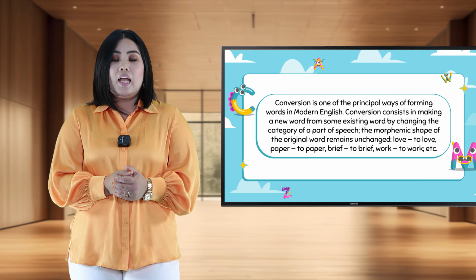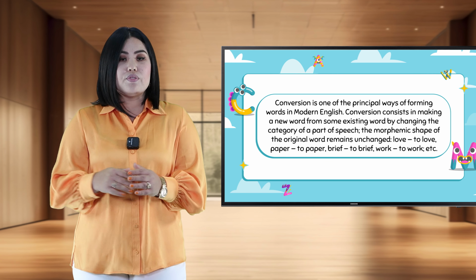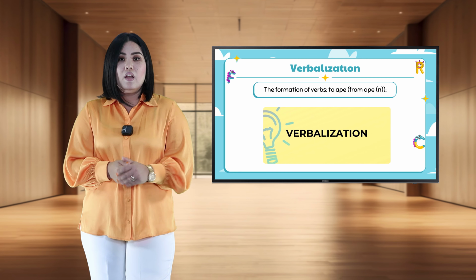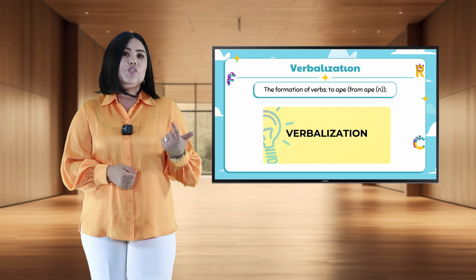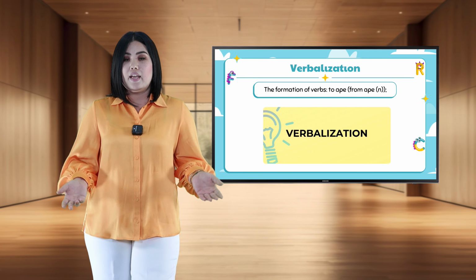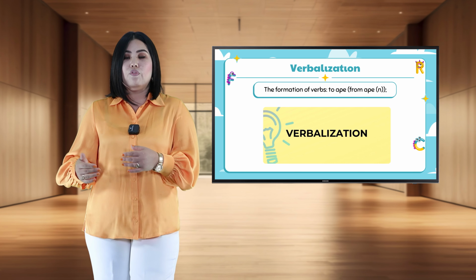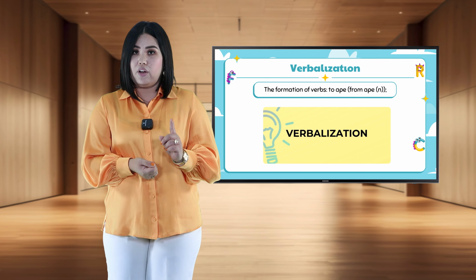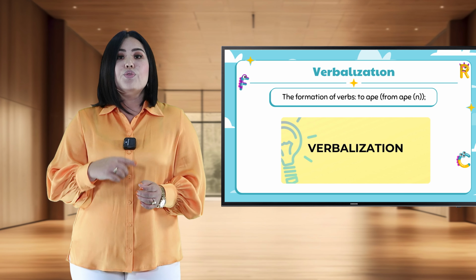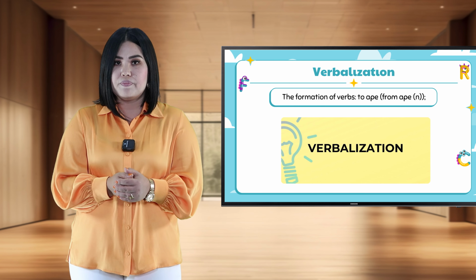The term conversion first appeared in the book by Henry Sweet, New English Grammar, in 1891. In lexicology, there are four main types of conversion according to the belonging of the component to certain parts of speech. They are verbalization, substantivization, adjectivation, and last one, adverbialization. What are they? First, verbalization, the formation of verbs. In this type, nouns and adjectives are converted into a verb without any changes in their forms.